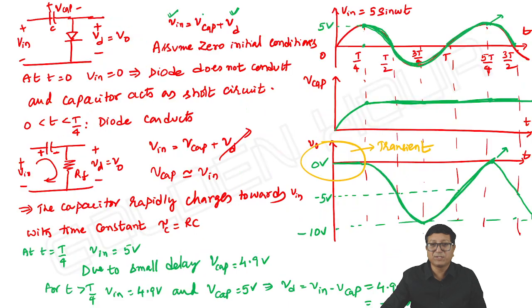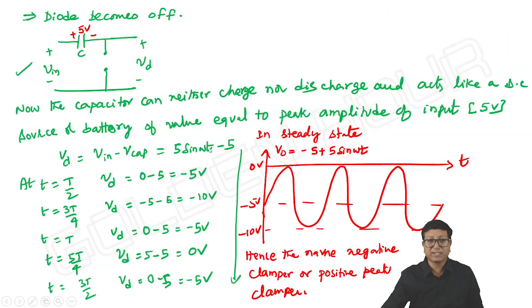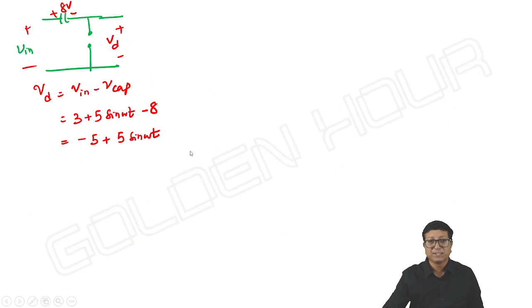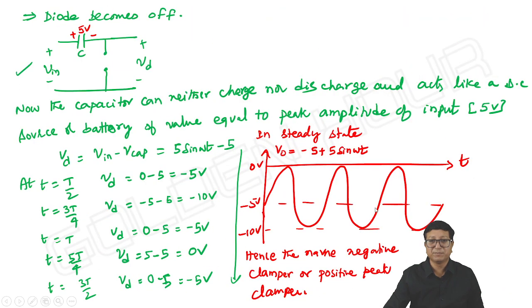The only difference is the capacitor voltage. Here, the capacitor has charged up to the peak amplitude. In this example, the peak amplitude is 5. And in the second example, the peak amplitude is 8. The capacitor charges up to the peak amplitude, but the output equation does not change. In steady state, the output waveform is this way only. Please do remember this. It's a very, very interesting point. Okay. Next.